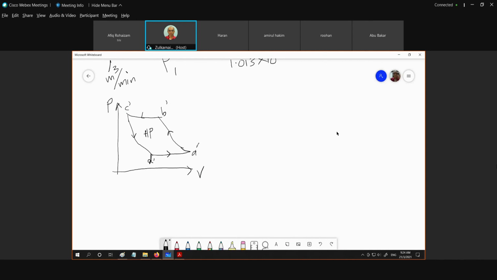Kita gunakan induction untuk the first, untuk high pressure, which is this one. Apakah keadaan di sini? Keadaan di sini adalah P1. Keadaan di sini adalah P2. Dan temperature dekat sini adalah T1 prime, which is equal to T1. Okay. Again, apa kita buat? The same thing lah.